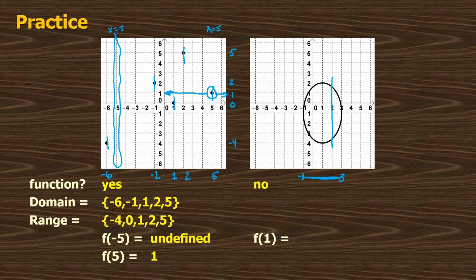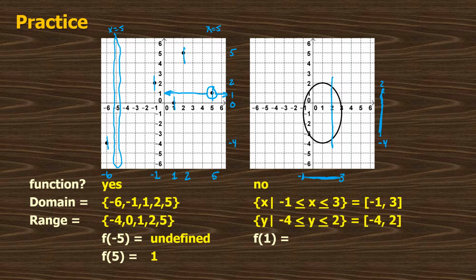And this one could be written in interval notation, or it could be written as -1 is less than or equal to x, which is less than or equal to 3. Because -1 and 3 are included, I need to use brackets for my interval notation. Now my range is all about y-coordinates. And this graph goes as low as -4, and it goes as high as 2. But it does connect all the heights. So everything from -4 to 2, including the endpoints, would be part of my range. And I can write that also as -4 is less than or equal to y, which is less than or equal to 2.